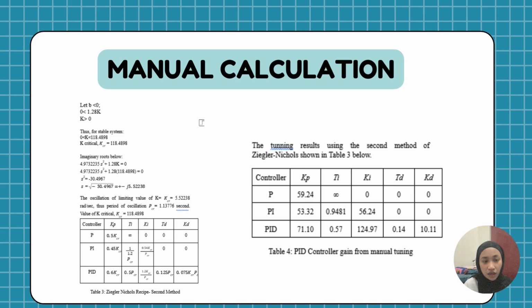The value K critical is 118.4898. Table 3 shows the formula to find the value of KP, TI, KI, TD, and KD for the controller, for P, PI, and PID. Table 4 shows the answer from the formula in Table 3. Those are the results using the second method of Ziegler-Nichols, shown below.